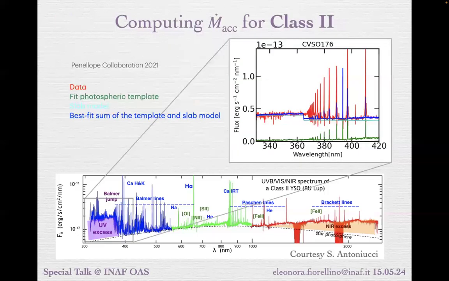The only way by which we can directly measure the accretion luminosity, which is the amount of emission due to the accretion process, is by modeling the UV excess and fitting it with a photospheric template and the slab model. So this is an example of how this can be done. And the output of this process is not only the measurement of the accretion luminosity, but also of all the stellar parameters, so the mass, the radius, and the luminosity, because of the spectral typing.